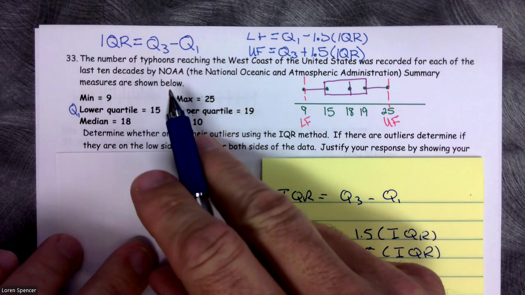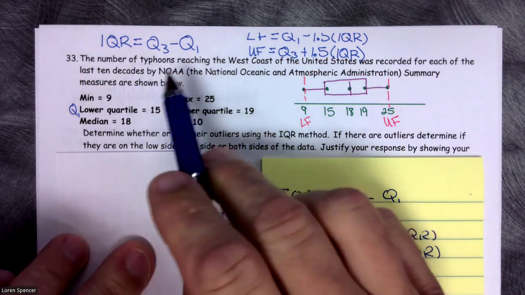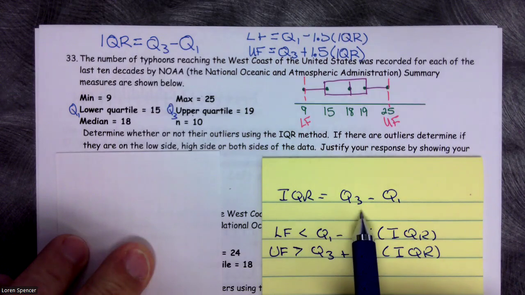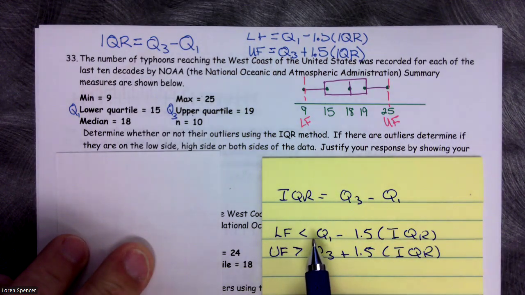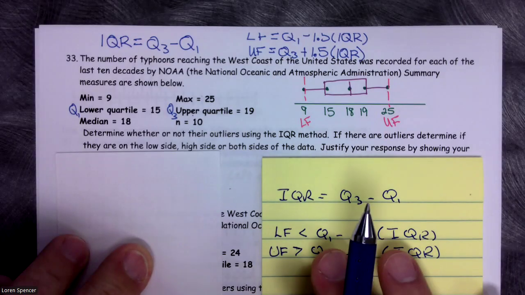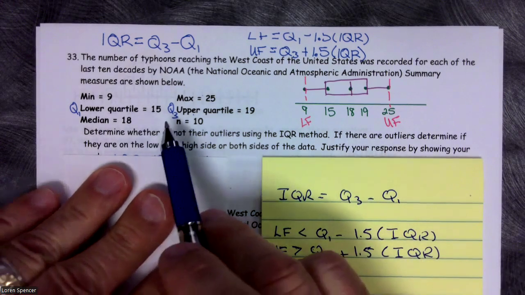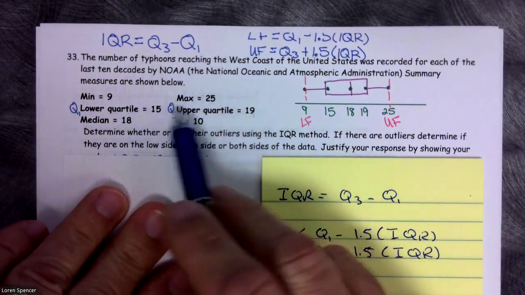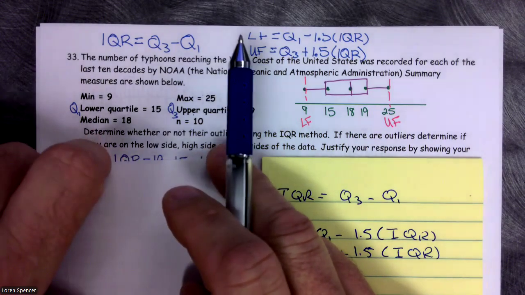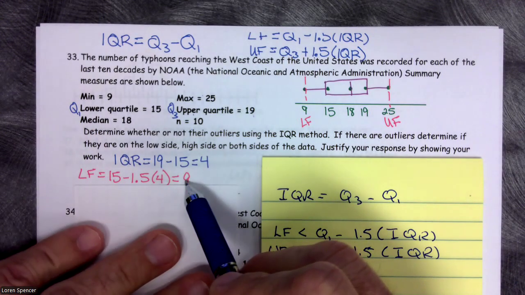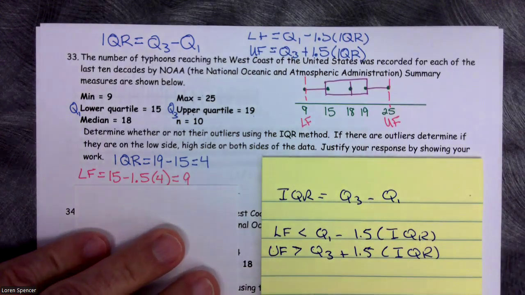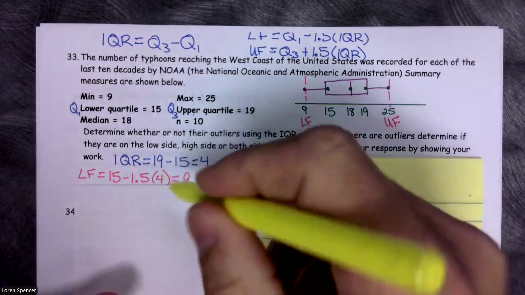Determine whether or not there are outliers using the IQR method. Well, remember IQR is just Q3 minus Q1, and to be an outlier, it has to be less than Q1 minus 1.5 IQR or greater than Q3 plus 1.5 IQR. So, first thing we need to do is calculate our IQR, which is going to be 19 minus 15, which gives us an IQR of 4. So now that we have our IQR of 4, we can calculate our fences.